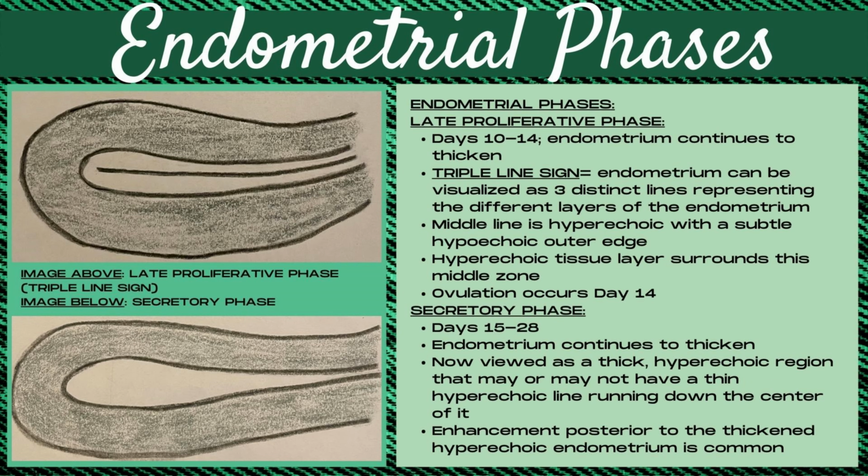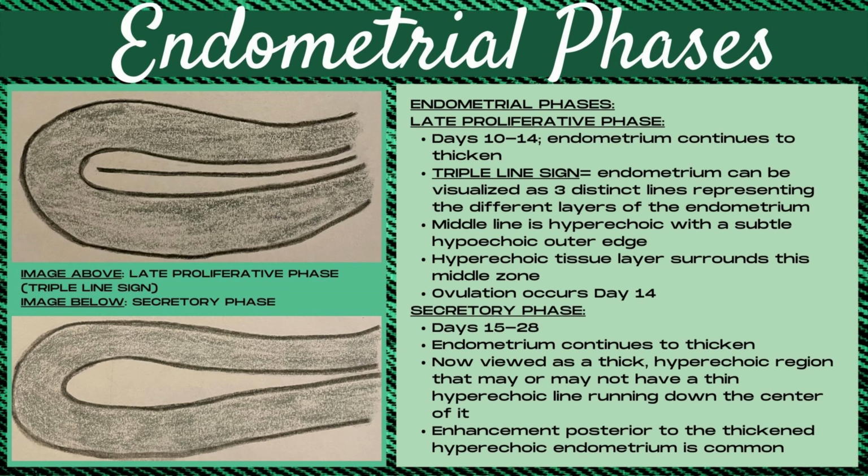The next endometrial phase is the late proliferative phase, and this occurs during days 10 to 14, and the endometrium continues to thicken. And this is where we'll see the triple line sign on ultrasound, where the endometrium can be visualized as 3 distinct lines representing the different layers of the endometrium. The middle line is going to be hyperechoic with a subtle hypoechoic outer edge. Then there's going to be a hyperechoic tissue layer surrounding this middle zone. And note that ovulation typically occurs on day 14.